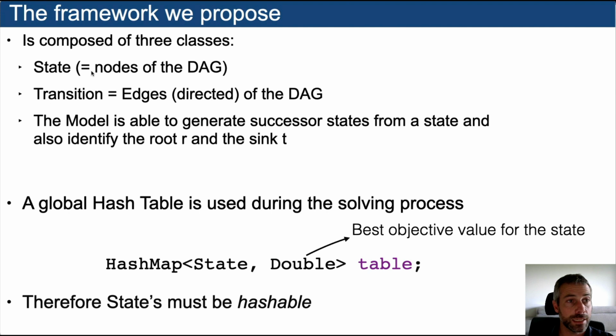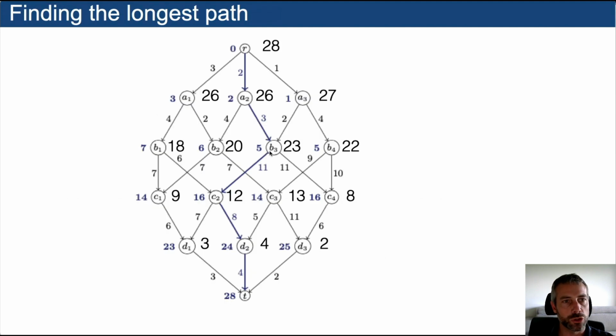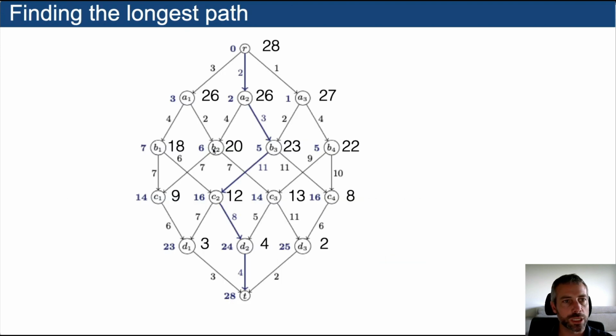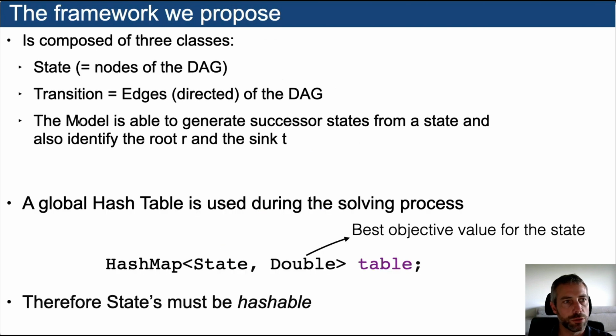There will be the states, and the states are exactly the nodes that I represent here on this graph. These are the states, and we have the transitions. These are the edges, and they are directed, and they represent the edges of this directed acyclic graph. Then we will need a model class that will just take the responsibility of generating the successors of a node. The successors really mean that from the node B2 you will have to generate the successors, so C1 for instance and C3. That will be the model that will be in charge of the generation of the successor nodes.